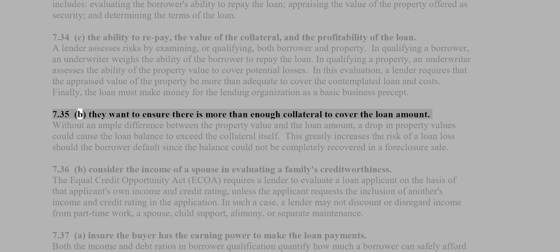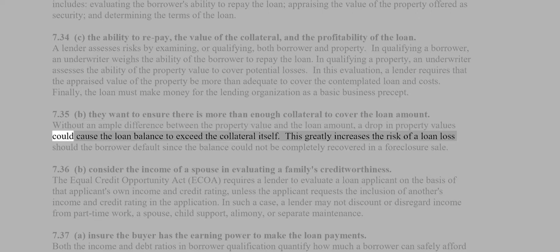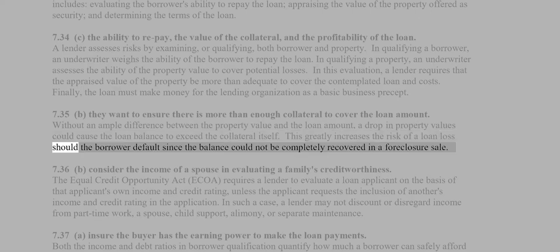7.35. B. They want to ensure there is more than enough collateral to cover the loan amount. Without an ample difference between the property value and the loan amount, a drop in property values could cause the loan balance to exceed the collateral itself. This greatly increases the risk of a loan loss should the borrower default, since the balance could not be completely recovered in a foreclosure sale.